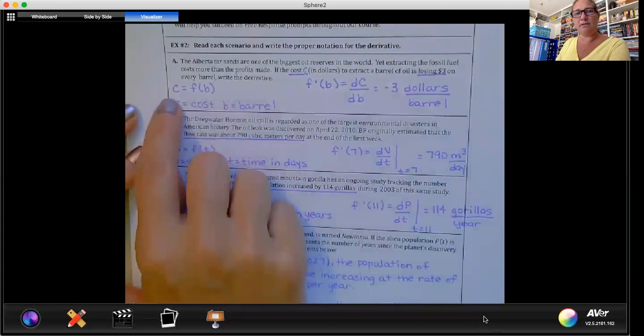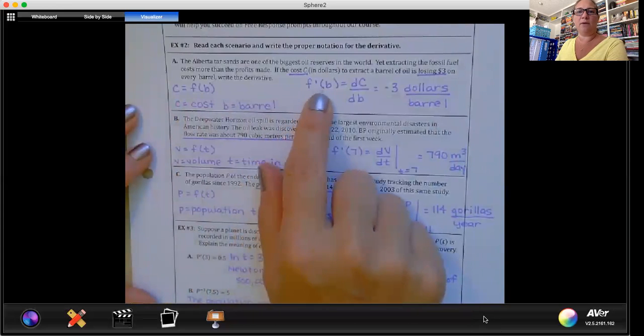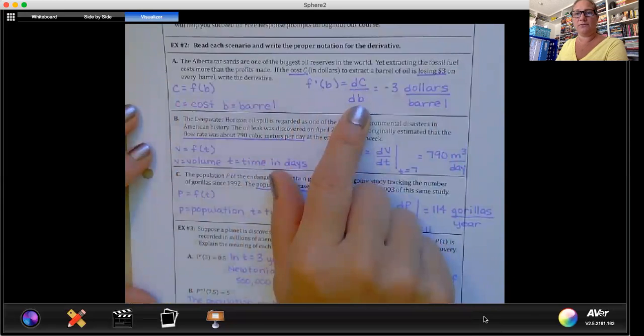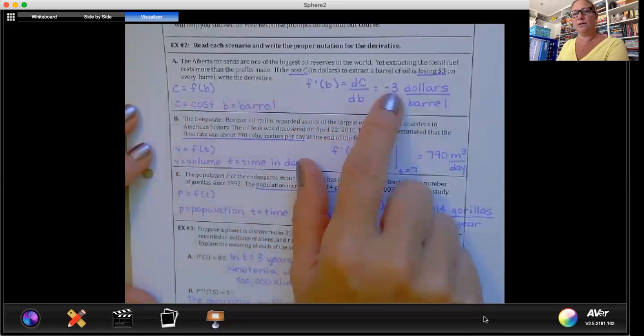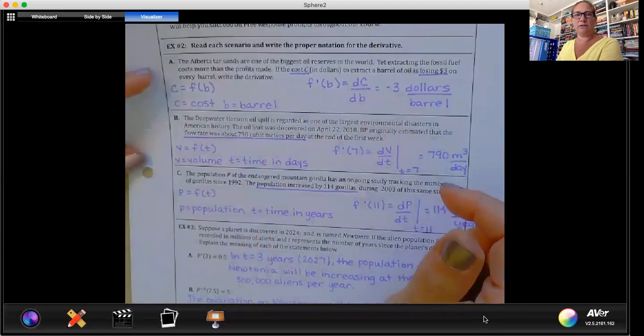So we just established our variables. C is our cost equals F of B, which is our barrel. So the derivative of that, F prime of B, is the change in cost over the change of the number of barrels, which is -$3 per barrel. That's the rate at which they're losing money.